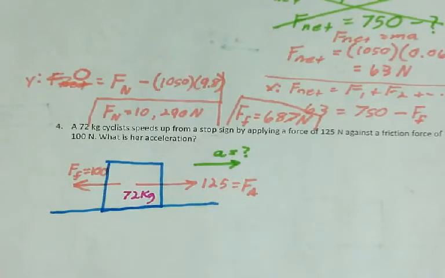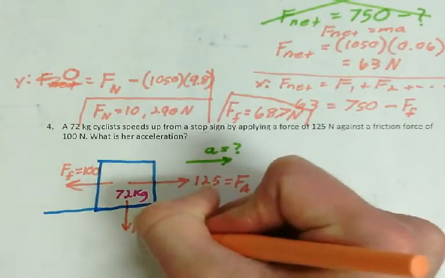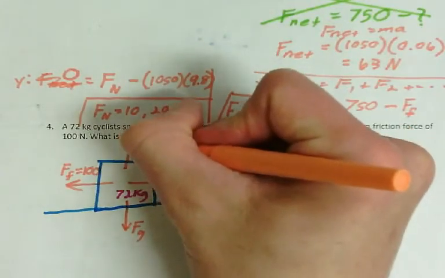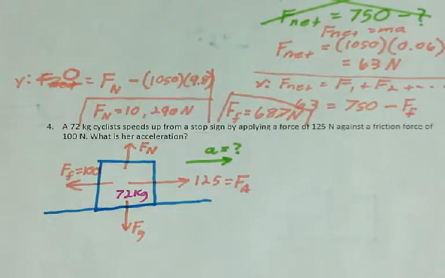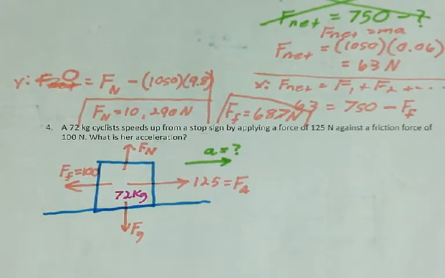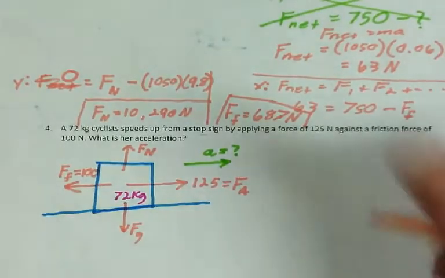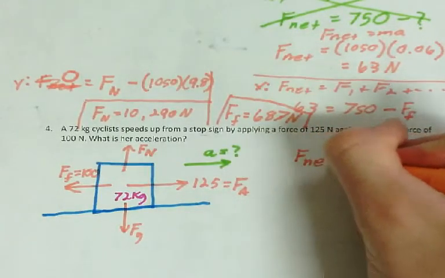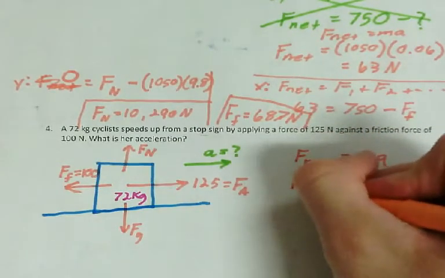Notice it doesn't say anything about gravity or normal force. I'm going to go ahead and draw them just in case I need them, but it doesn't mention them, so I may not actually need them. Okay, drew the picture, done. Labeled the forces, done. Drew the acceleration, done. Find the net force. There's two ways to find it. F net equals ma, or F net equals all the forces added together.